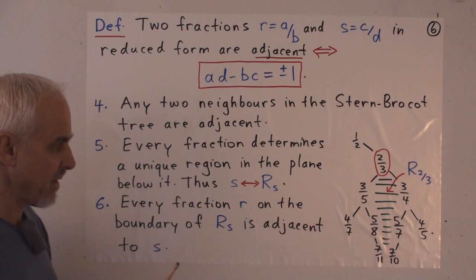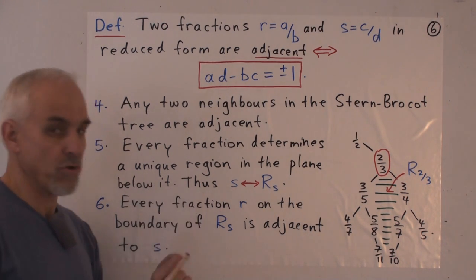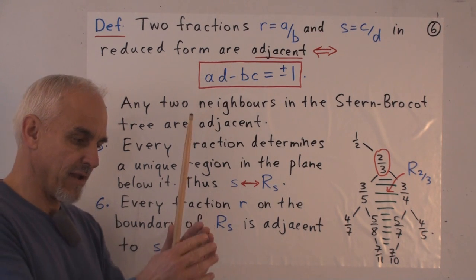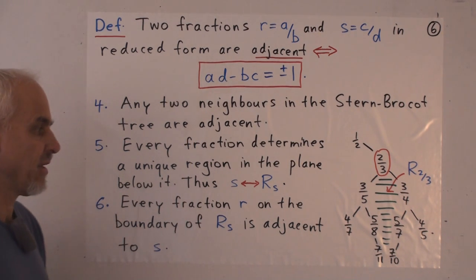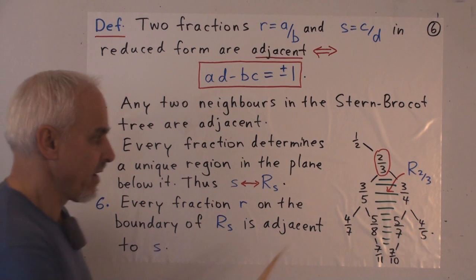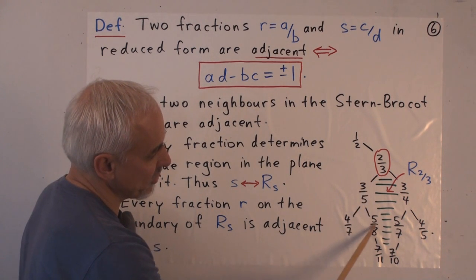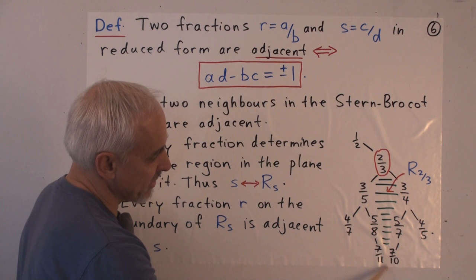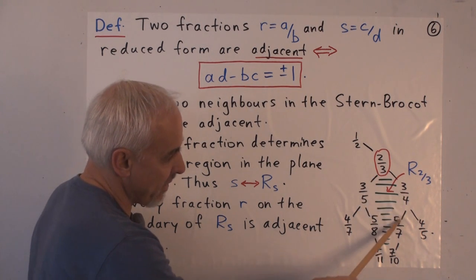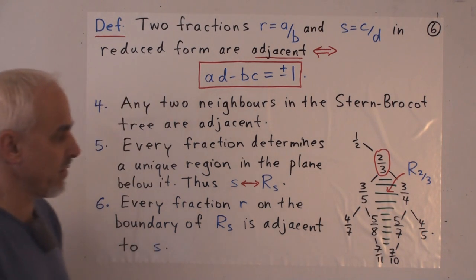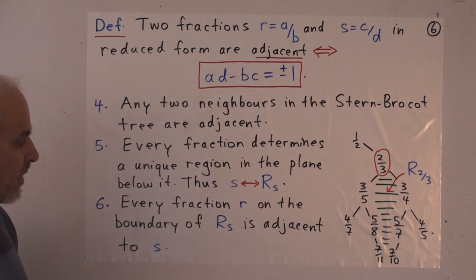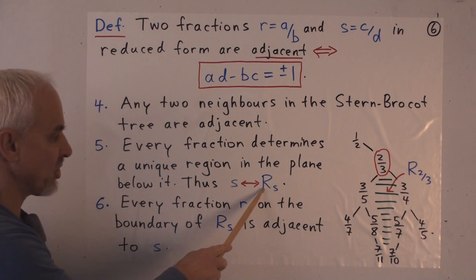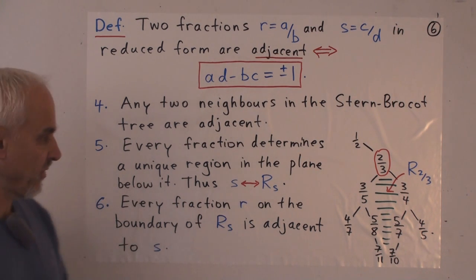So every node or every point or every number in the Stern-Brocot tree gives a region in the plane, which is cut out by the successive children that you get by going left and then right and then right and then right and so on, or right and then left and left and left and left and left and so on. So this is our notation. If we have a fraction s, then the region corresponding to it is R sub s.